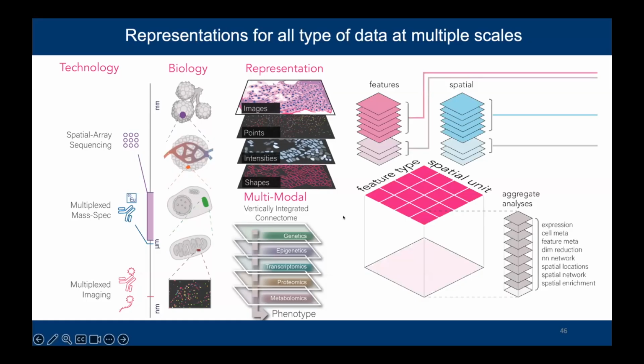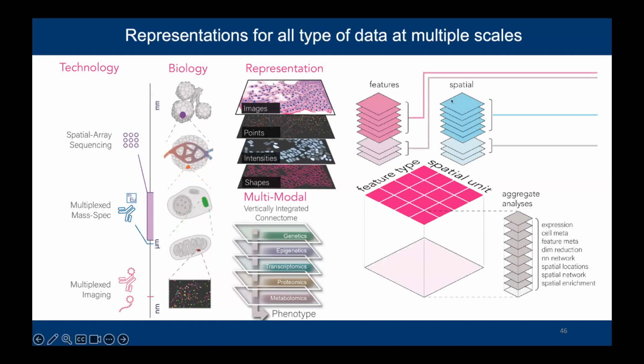All right, so what is the core principle? One, we don't actually aggregate any type of data. We keep the feature space and the spatial unit space completely separate, where the feature space can be any type of data. This can be your image, your points, or your intensity values, depending on the spatial technology that you use. And spatial can be anything that you define yourself, and can also be multiple.